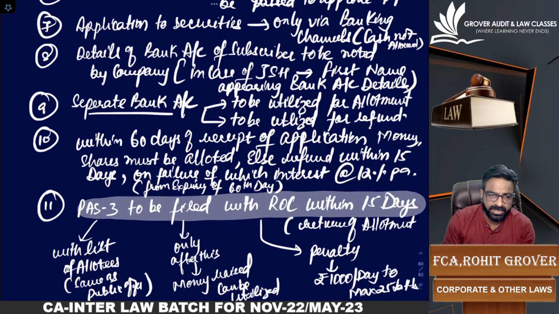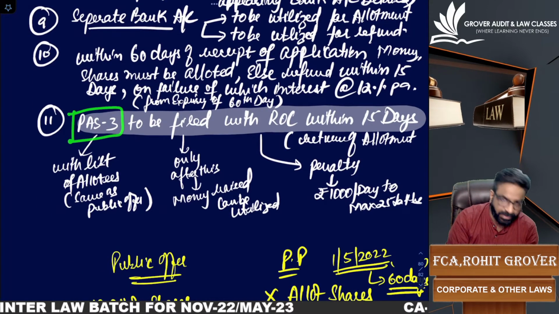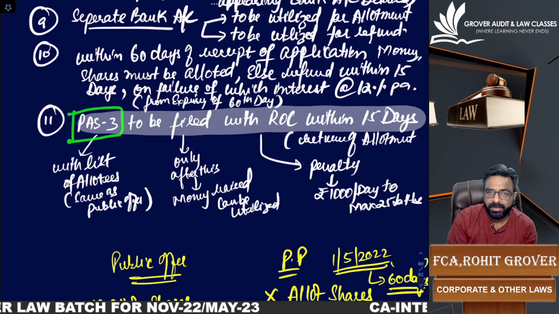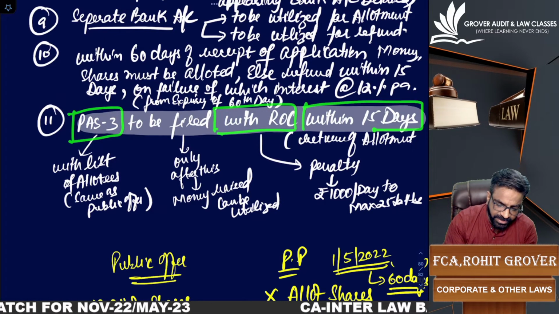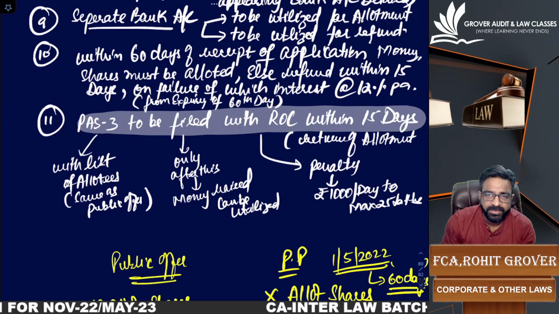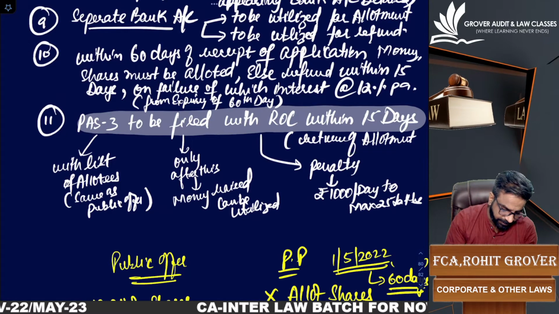And last but not the least, this point I already told you, 11th point. PAS-3 is our return of allotment. Am I correct, Amma? Yes, sir. This we have to file with whom? ROC. But how many days instead of 30 days? What is the difference again? 15 days. This is called return of allotment.